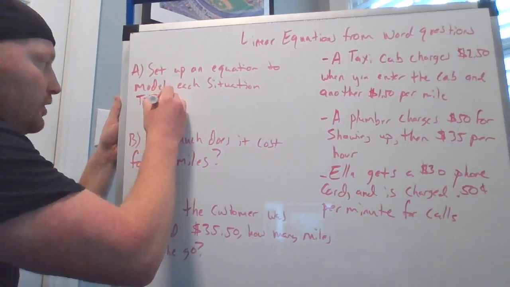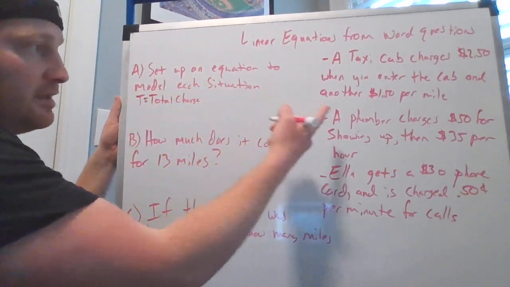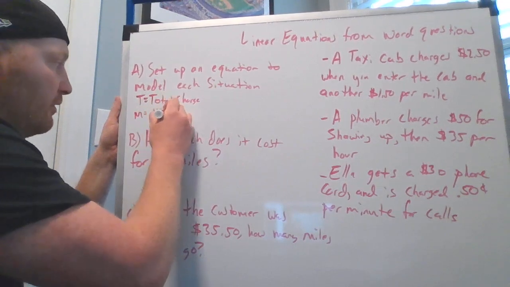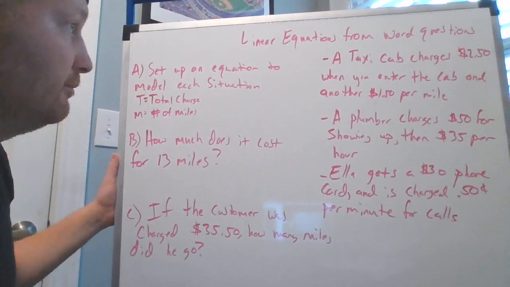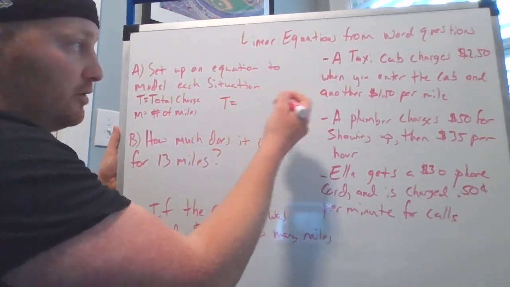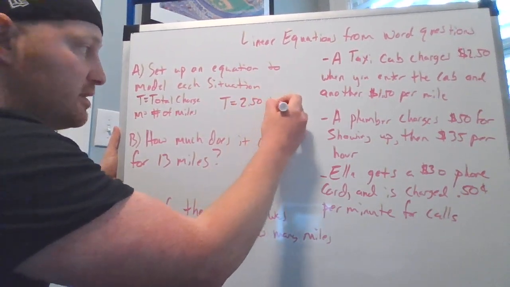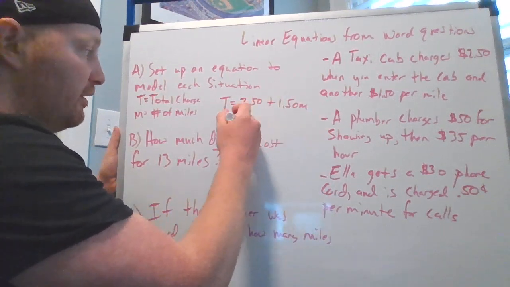T for total charge. Okay, and our other variable is miles, so we'll say M for number of miles. So that's the first thing. Well, my total charge is changing, and you can do it like this. You could either write down 2.50 plus $1.50 M, or you could have done this.